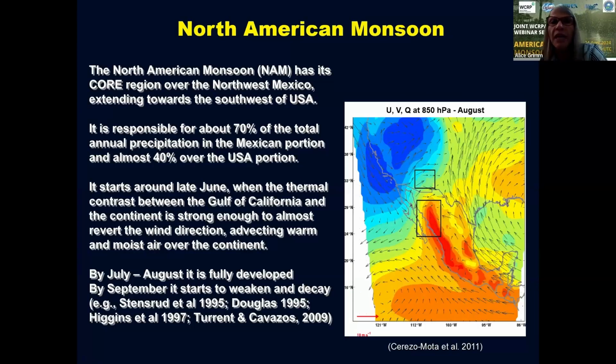Concerning the North American monsoon, its core region is here over Northwest Mexico and extends towards the southwest of USA. This is responsible for about 70% of the total annual precipitation in the Mexican portion and almost 40% in the USA portion. Well, as Dr. Pascale will talk about this, the beginning and the decay of the monsoon season, I will not go into much detail here.